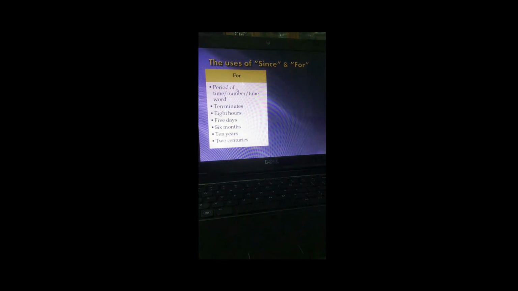So here you can ask, ma'am, how can we say when to use since and when to use for, right? So I have also planned for that. I will tell you also about since and for. So the uses of since and for. First of all, look at the uses of for. When to use for. Okay, it will be very simple. It will be very easy to understand. Please look at it. So when it shows a period of time, a number or time word, time in words, right? So examples: 10 minutes, 8 hours, 5 days, 6 months, 10 years.